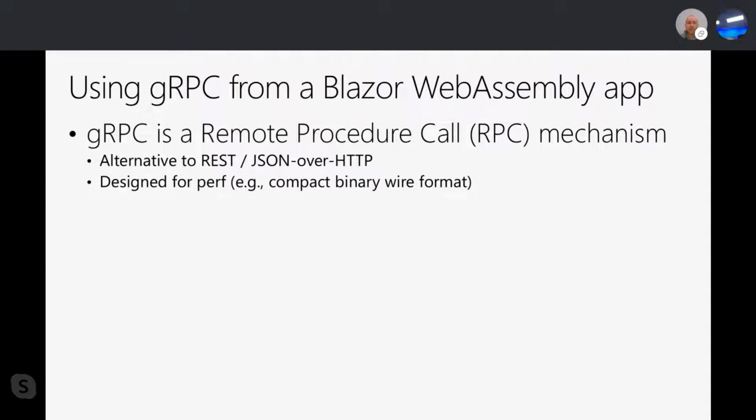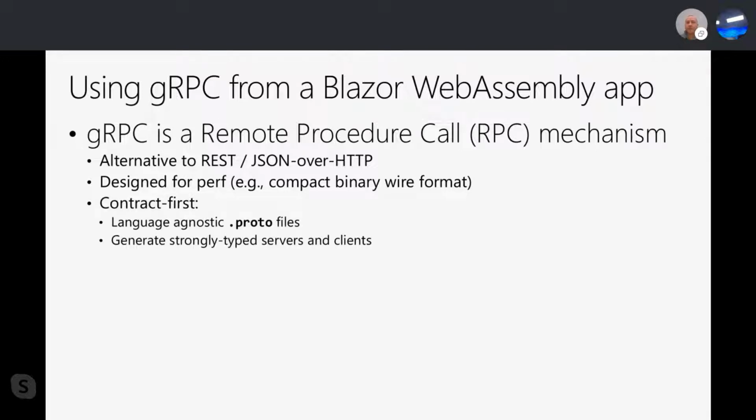One of the advantages is that it's designed for performance. So unlike JSON, it sends compact binary data over the wire. So your amount of bandwidth used will be much less. And also, it's designed to be language agnostic. So when you design a gRPC service, you define a language agnostic proto file. And that then can be compiled or generated into strongly typed server and client classes that are used from different languages. And that guarantees that the server and client are in sync, and you don't have to have things like URLs.